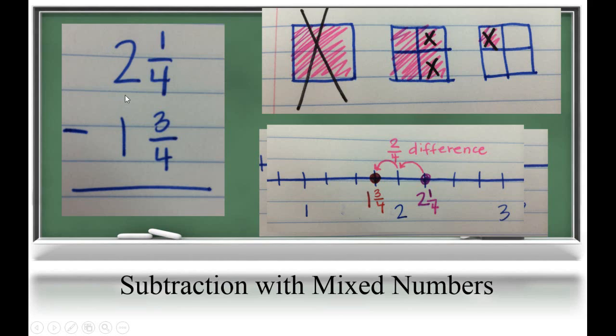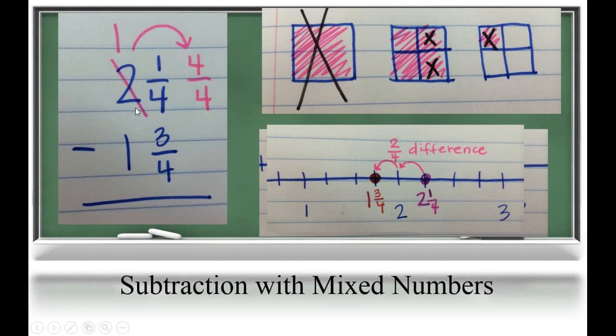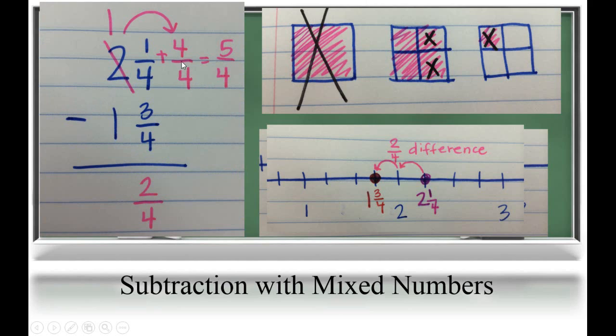Finally, let's subtract like we would with place value. 1/4 minus 3/4. Well, I don't have enough fourths, so I'm going to need to regroup. So I'm going to take 1 whole from the ones column, and I'm going to bring it over as 4/4. Now, I already had 1/4 there. 1/4 plus 4/4 equals 5/4. 5/4 minus 3/4 equals 2/4. 1 whole minus 1 whole equals no wholes. Now we know 2/4 can be renamed as 1/2.